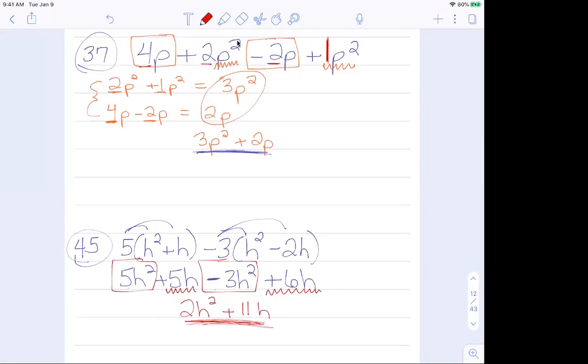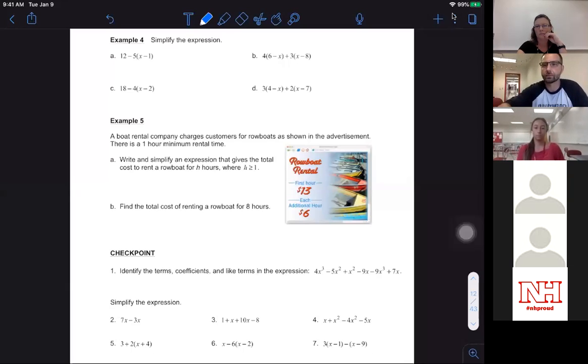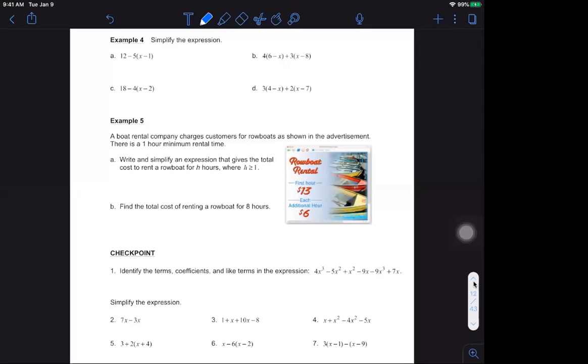Okay, so Mr. King, I'm going to turn the screen over to you. If you want to open up your notes packet, we're going to continue on section 1.3. We're going to start with example 4. We did parts A and B yesterday. We're going to continue on today through the notes.